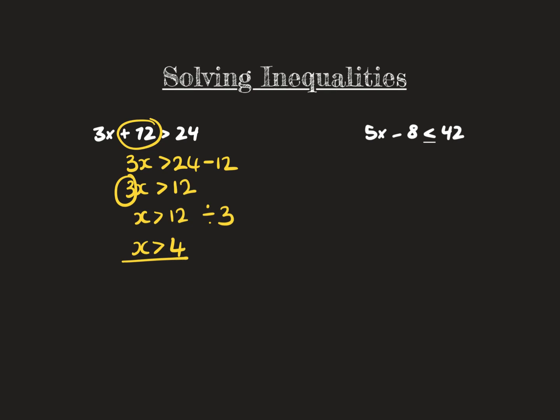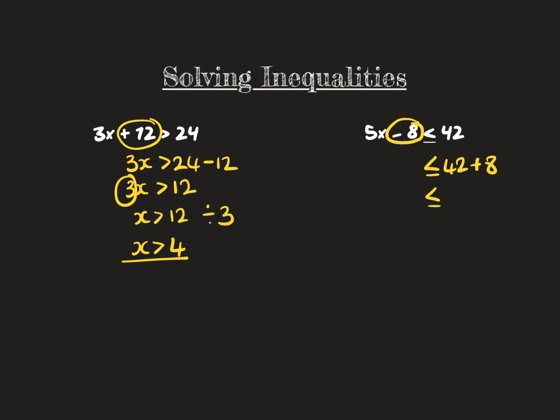If you want to pause the video and try the next one yourself, and then we can check, unpause the video and check that you've done it right and work through it with me. Alright, so 5x take away 8 is less than or equal to 42. So I'm going to put my little symbol in, less than or equal to. And the first thing I'm going to do is take the minus 8 over the other side. So 42, and we're going to change it to a plus 8.